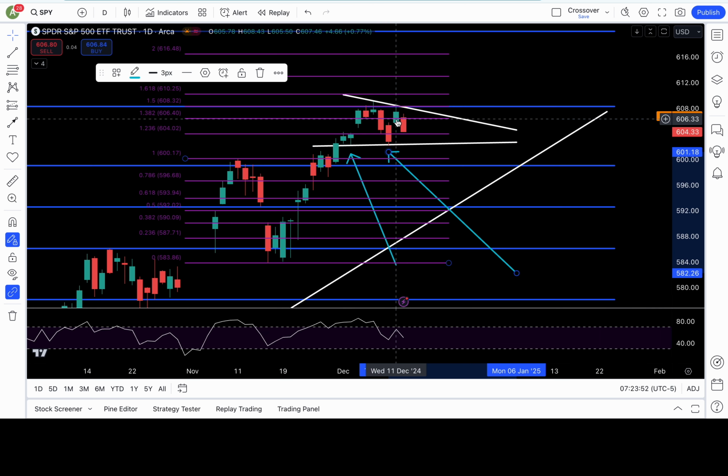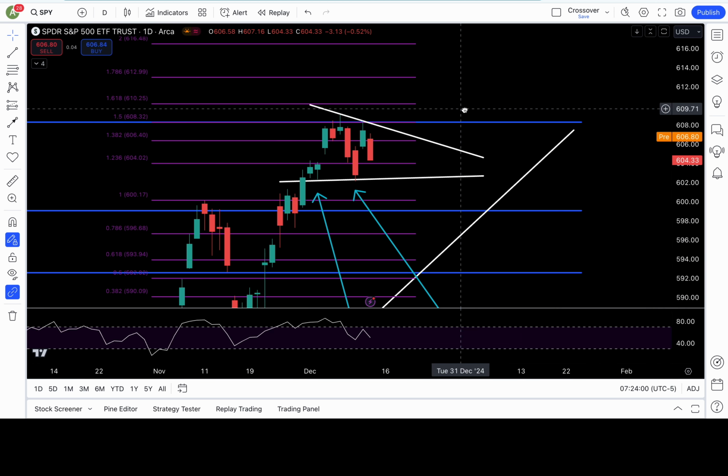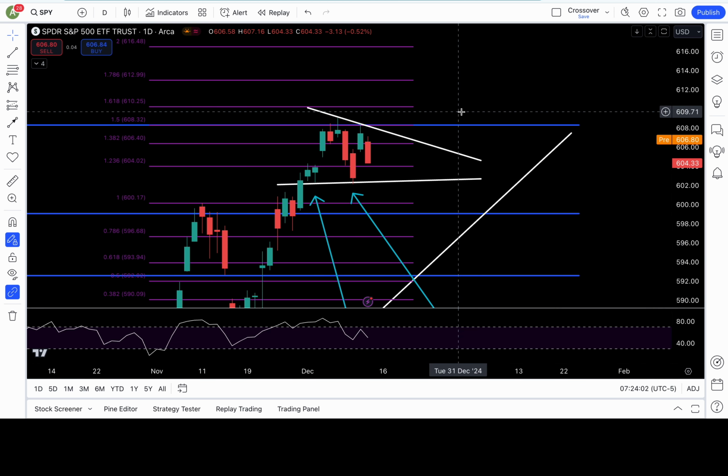What does this look like? This looks like a descending triangle pattern. Now some people say descending triangle, that's a bearish pattern. Not necessarily. It's a consolidation pattern. What is the range? 602 up to 608. Anything in between is chop, it's noise, and we should not trust it.